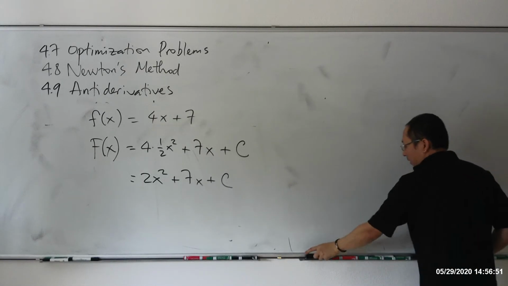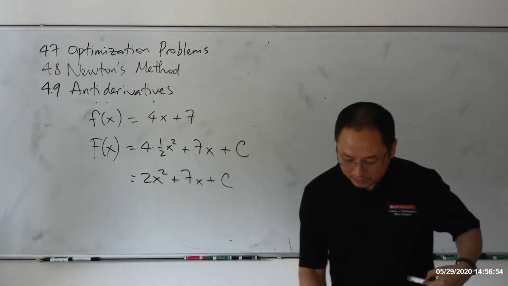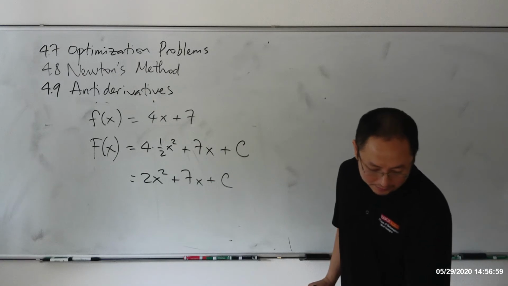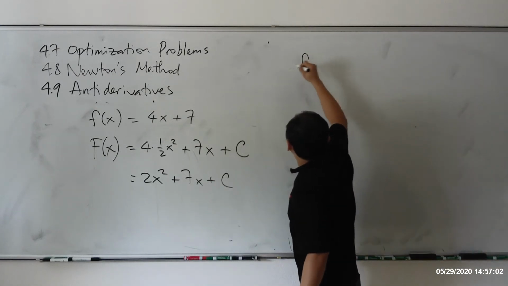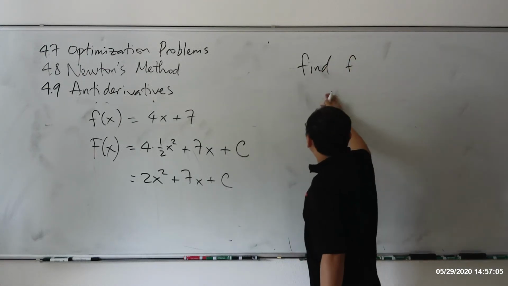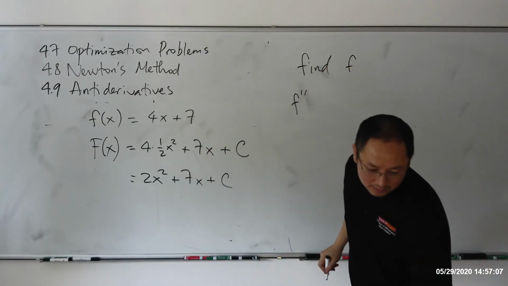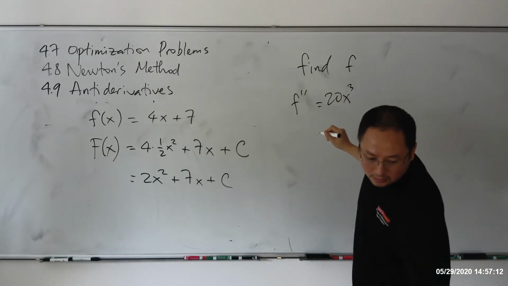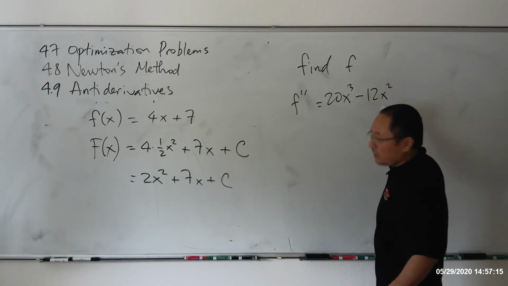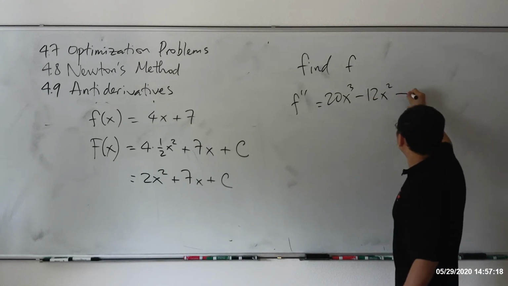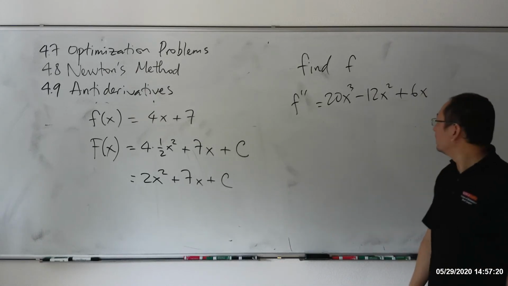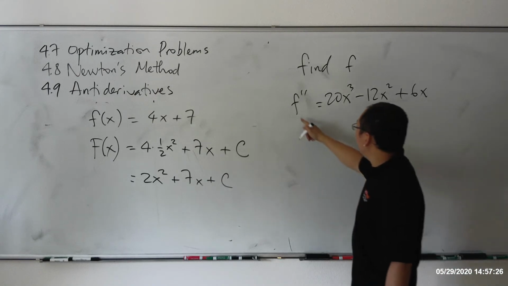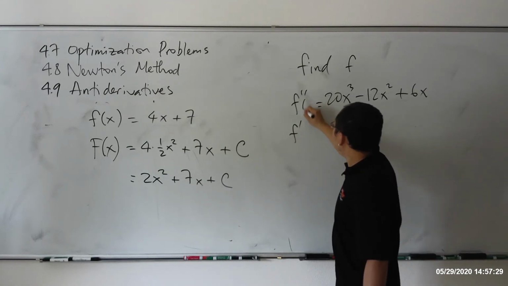Let me show you a very popular type of problem in this section. Okay. It asks you to find f. They give you this: f double prime is equal to 20x cubed minus 12x squared plus 6x. All right. So from f double prime, you got to go back to f. We do it step by step. From f double prime, go back to f prime.